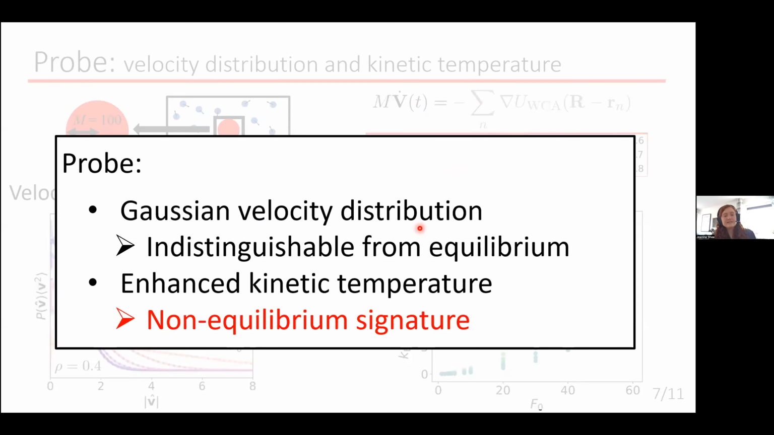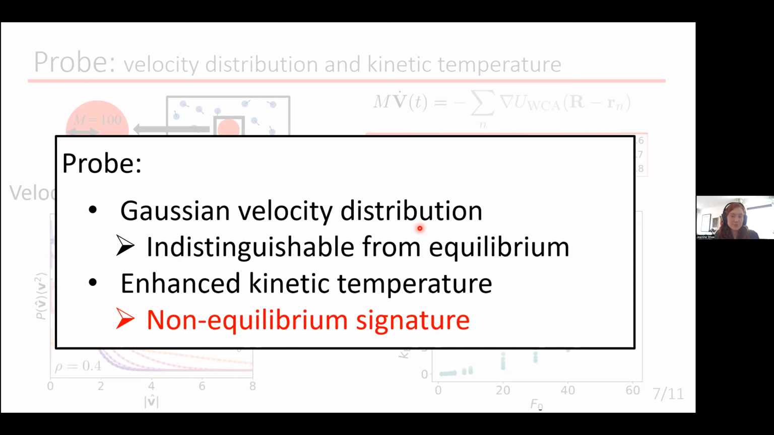So this enhanced kinetic temperature can serve as a non-equilibrium signature, but again, it requires knowing information about the bath to which the probe is coupled, which is not always feasible. Unfortunately, we can't see a non-equilibrium signature in the velocity distribution of the probe because this remains Gaussian and so is indistinguishable from equilibrium.